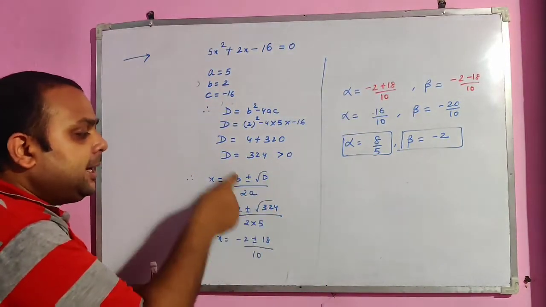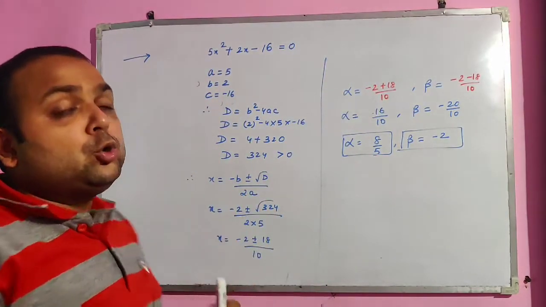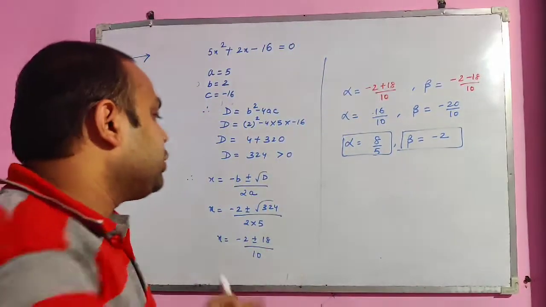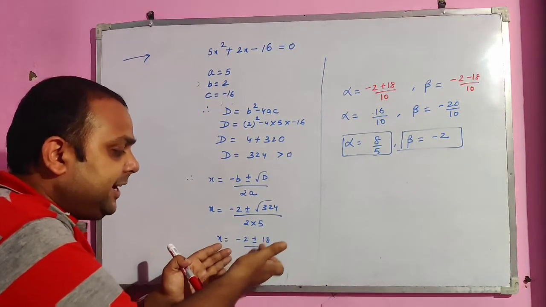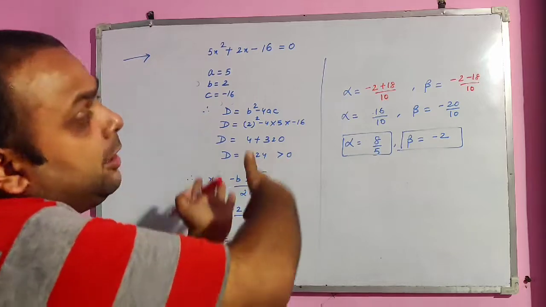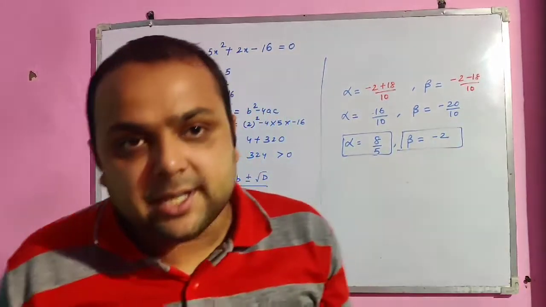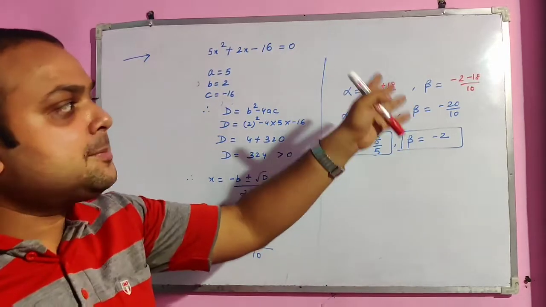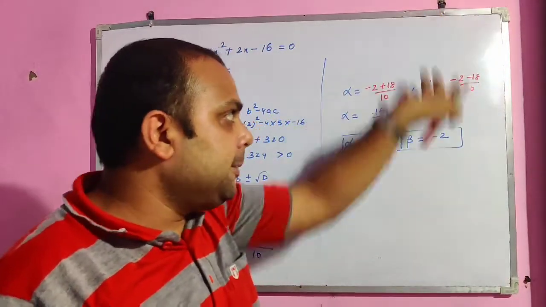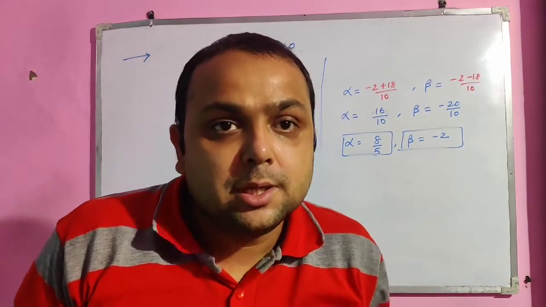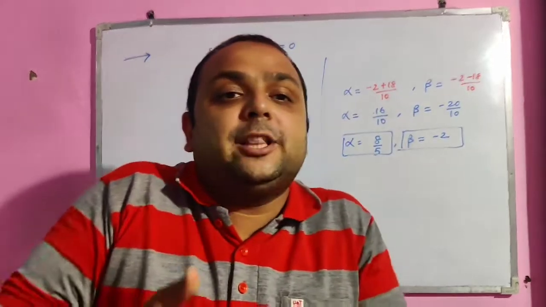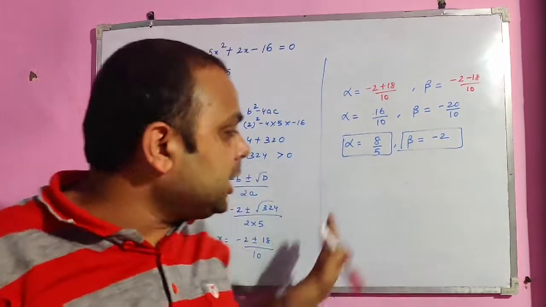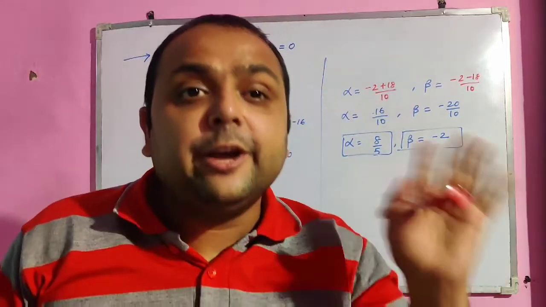Substituting the values of D, b and a, this is under root of 324, which is 18. We all know the square of 18 is 324. So now we got minus 2 plus minus 18 divided by 10. So we have two solutions, alpha and beta. In the first case minus 2 plus 18, in the second case minus 2 minus 18. Simplifying it, you get two solutions. So as simple as that, just applying the formula, and as per the requirement of D, you can calculate it using the concept of the quadratic formula.